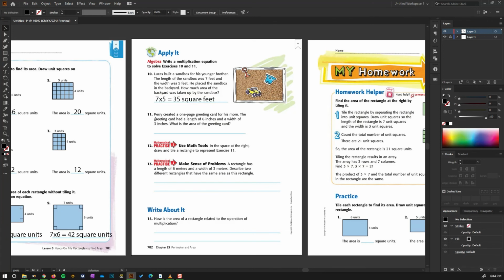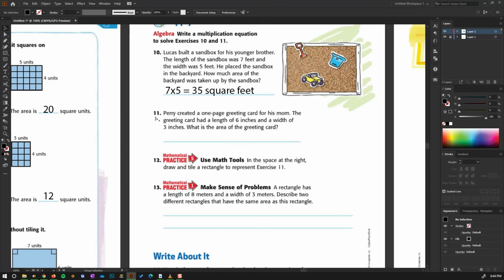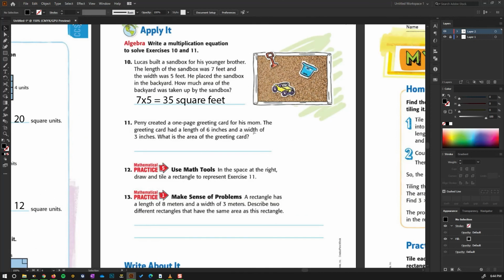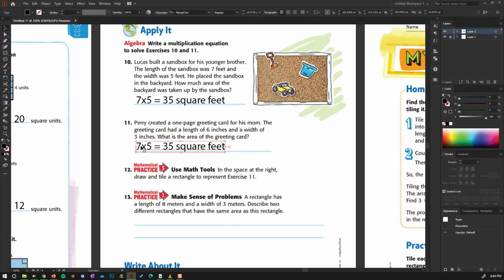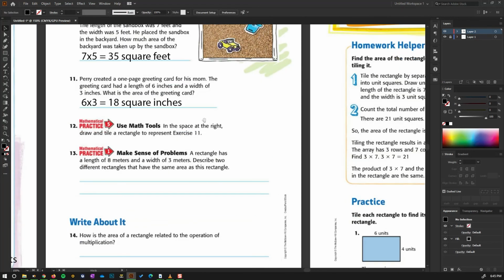Alright, number 11. Perry created a one-page greeting card for his mom. The greeting card had a length of 6 inches and a width of 3 inches. What is the area of the greeting card? Well, we multiply the dimensions, 6 times 3, to give us the answer of 18 square. What were the units in this one? Inches. So we have 6 times 3 to give us 18 square inches.